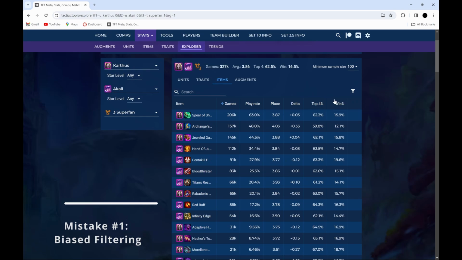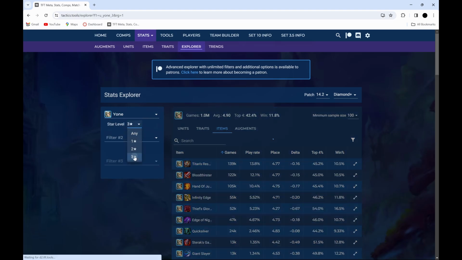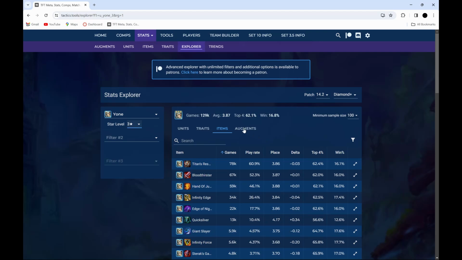Let's say we're playing Yone Reroll, and we're trying to determine which augments are the best for our comp. How do we set up our filters to get the most accurate data? The most obvious approach here would probably be, let's just sort by Yone 3, because that's logically what we're trying to play. But it's actually the incorrect approach, and here's why.